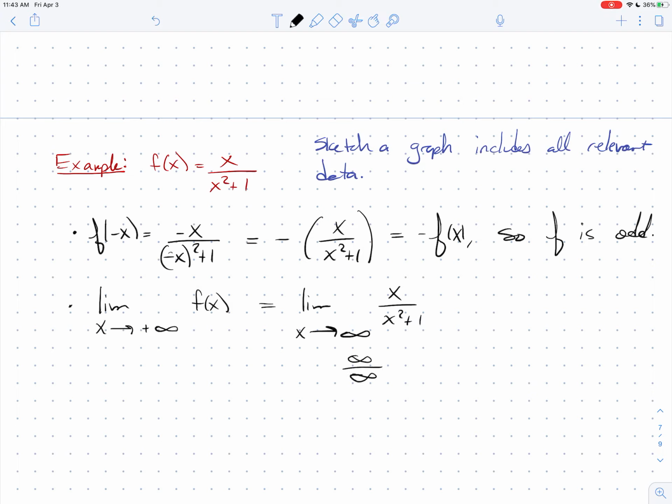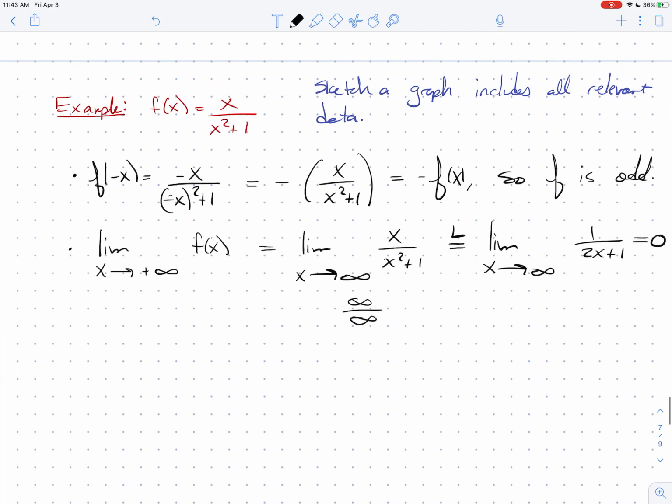The form is infinity over infinity. So what do you do? You use L'Hopital, and you get 1 over 2x, and now that limit is just 0. Similarly, the limit as x goes to minus infinity of f of x equals 0.